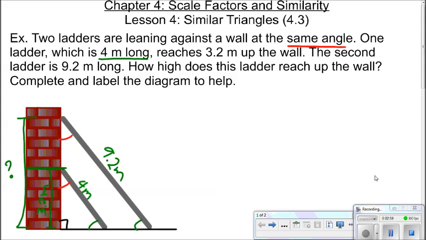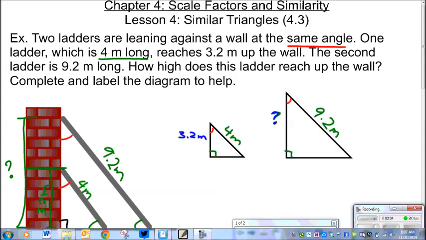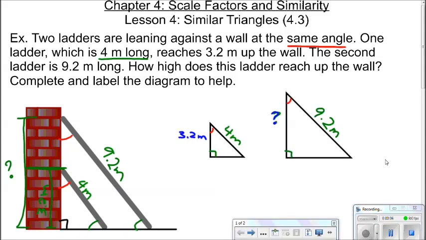And so I would recommend redrawing these two triangles away from the situation with all the important information labeled. So they're going to look something like that. You might want to pause it and draw those on. And so we have two similar triangles. We want to use the fact that they're similar to find out what the missing side length is using the corresponding side lengths. And so that bottom angle would also be the same. So we know that it's a similar triangle.